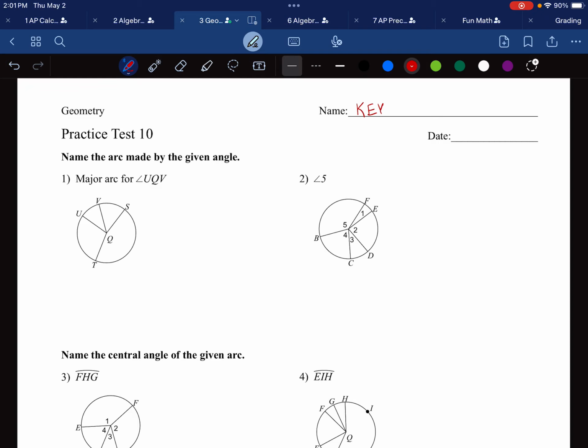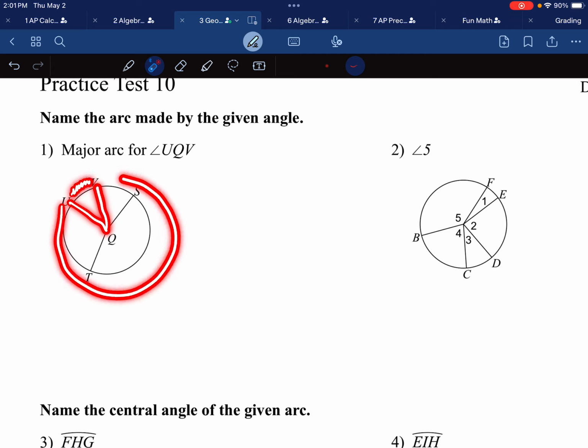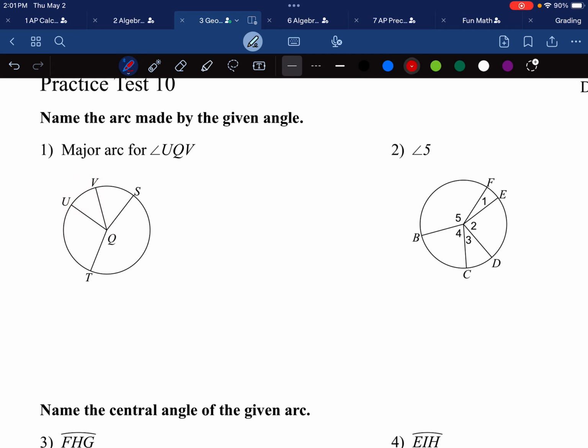This is geometry, practice test 10. In number 1, we're asked to identify the major arc. This word major means I'm going to have 3 letters for U, Q, V. For U, Q, V, it's really not talking about this, this is the minor arc, right? It's really asking about this major arc right here.